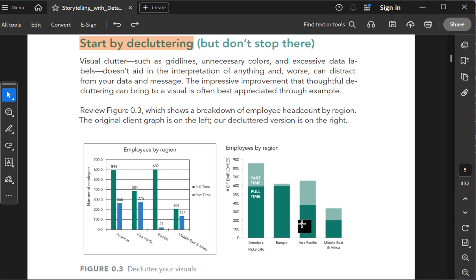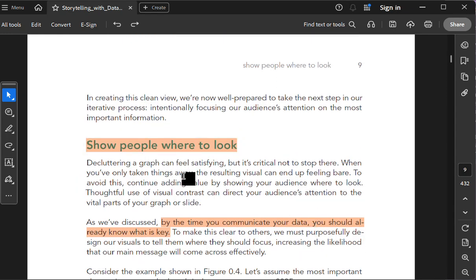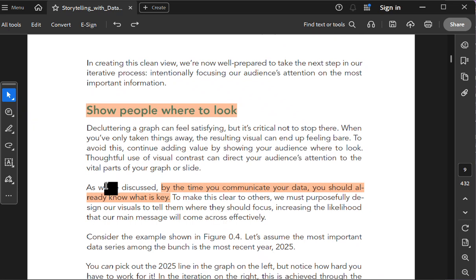After decluttering, it's important to show your audience where to look. And that's the next point in the book. I like to read here, it says, by the time you communicate your data, you should already know what is key. And because you know what is key, you should be able to guide others to look at what is key versus spending their time trying to figure out what they should deduce from your data.